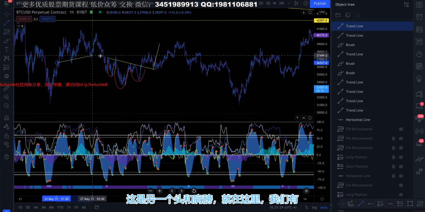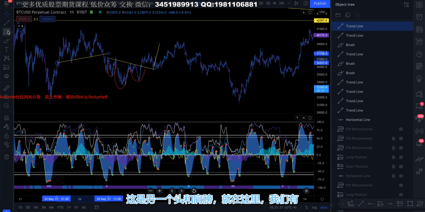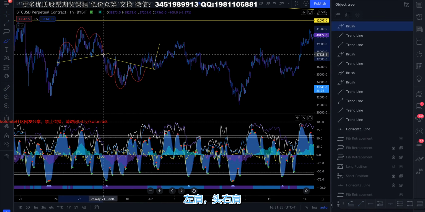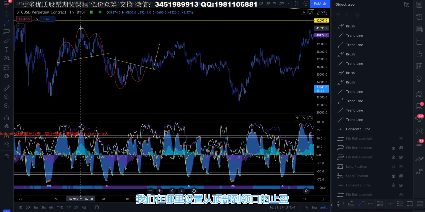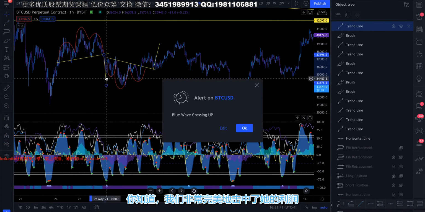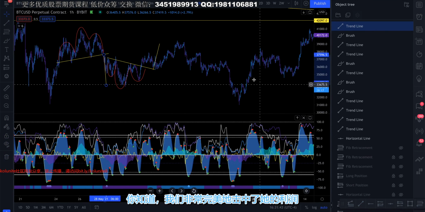Here's another head and shoulders right here, right? We've got the left shoulder, the head, the right shoulder. Where do we set our take profit? From the top to the neckline. When that thing breaks down, we hit our take profit pretty much perfectly.